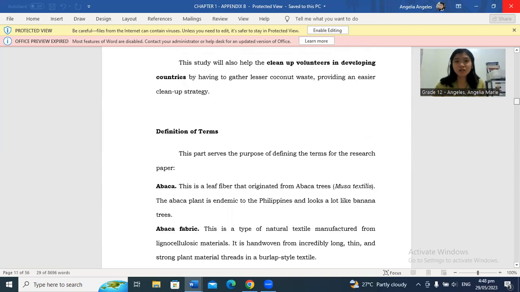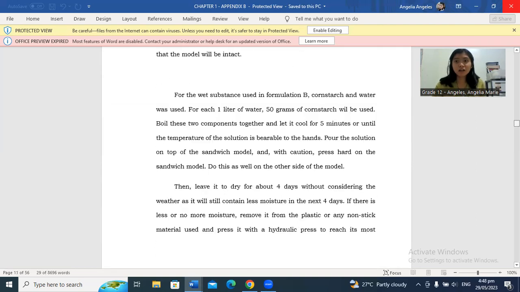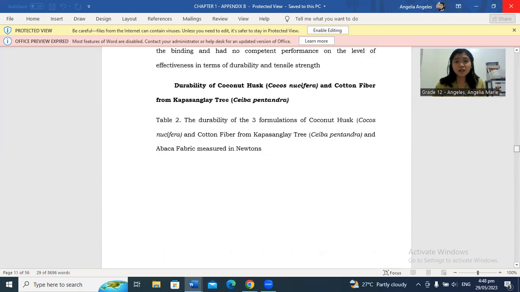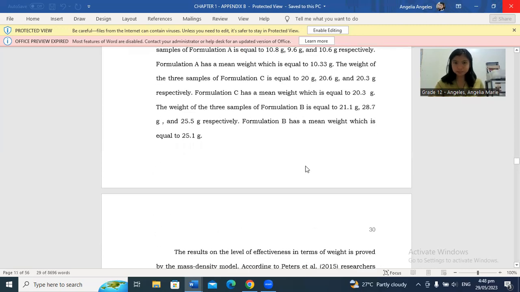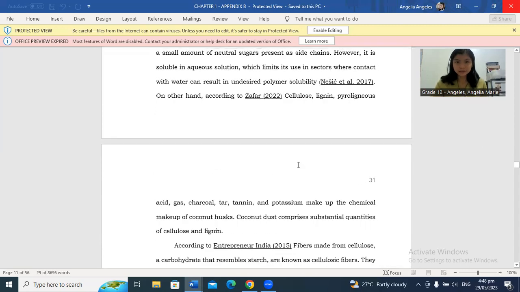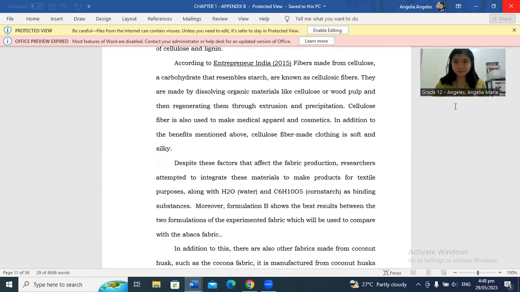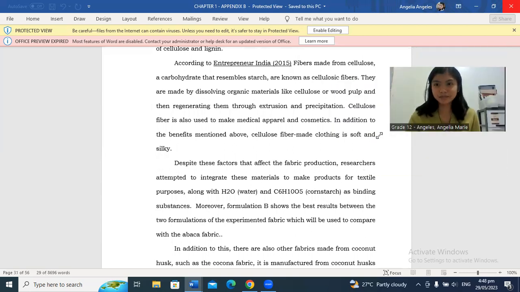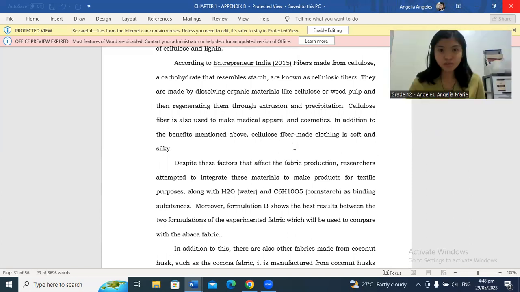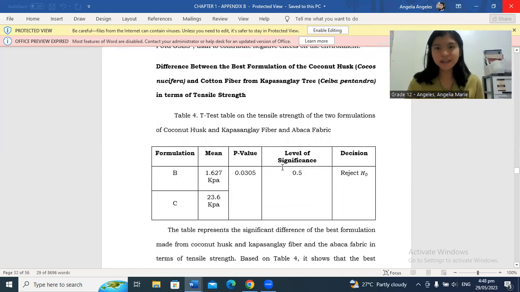Okay, sana mag-get nyo. Difference. Okay? Okay. Let's do the difference.